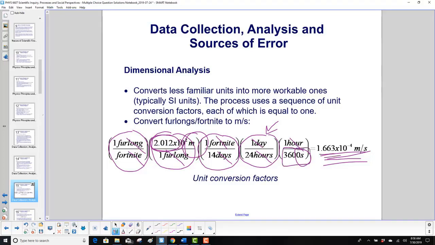This is exact. There are 3,600 seconds in an hour. I mean, point something, something, something. But that's going to be exact to as many places as we want. There's 24 hours in a day. So those are infinite significant figures there.